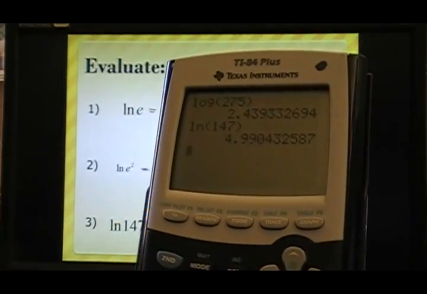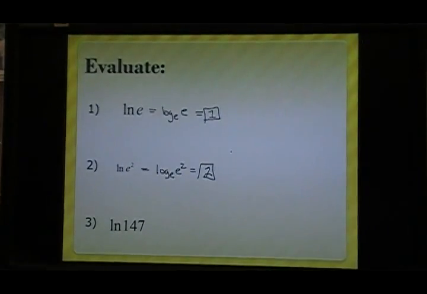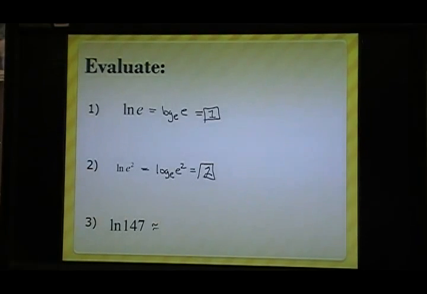And I see that that is approximately, to the nearest thousandth, 4.990. So this is approximately what I would raise e to get 147.